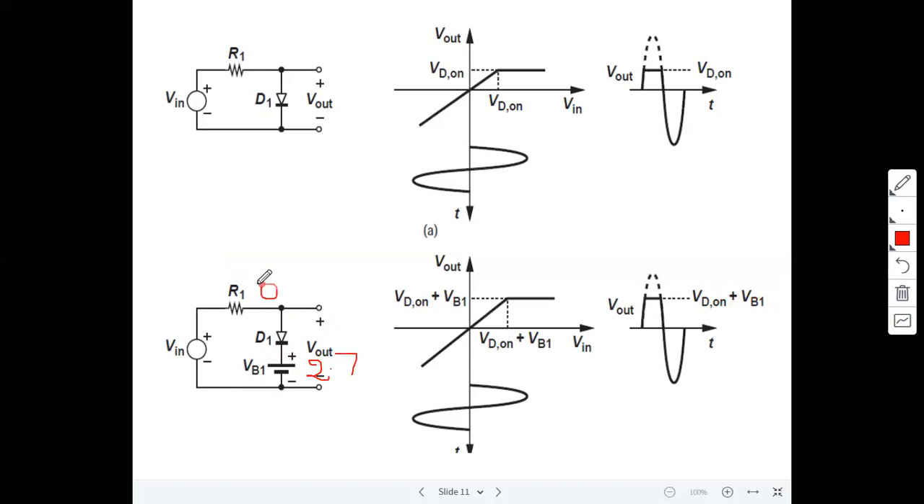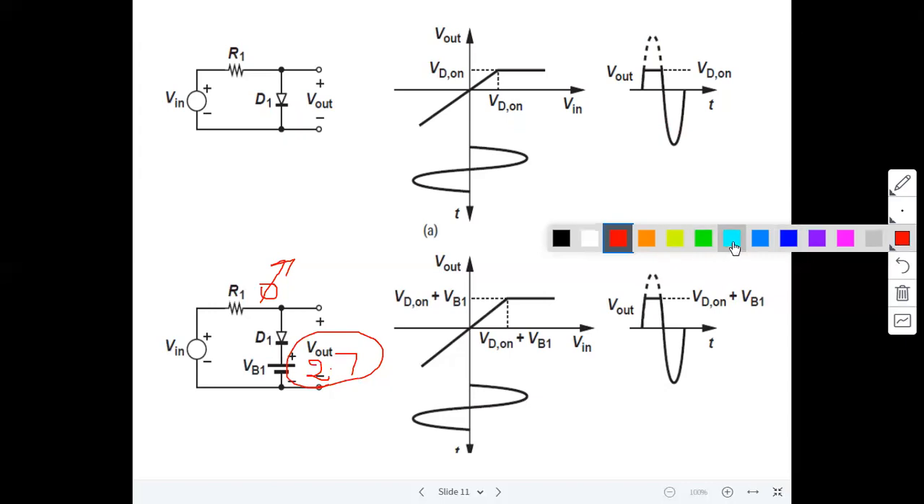The anode terminal voltage increases from 0. When diode D1 is on, that is, when the input signal is greater than 2.7, only then it is on. When the diode is on, the output is limited to 2.7 only. So this is the output waveform here. Observe here: up to less than 2.7, the output follows the input.